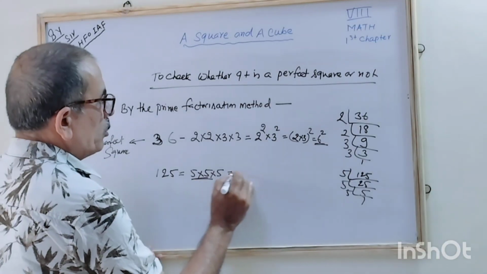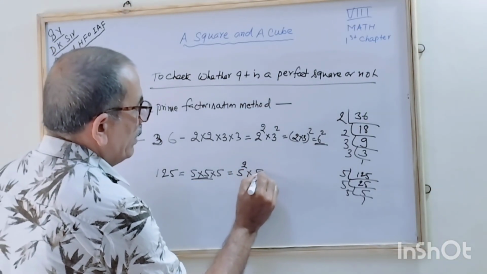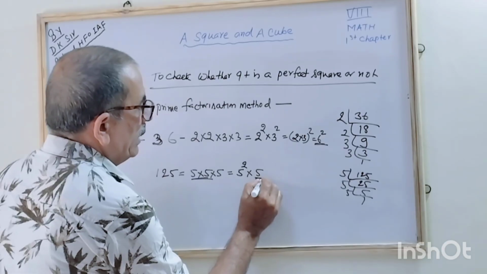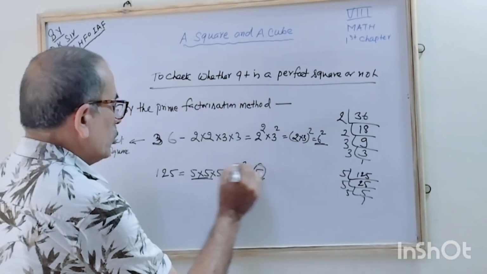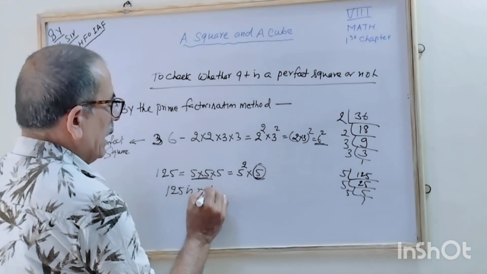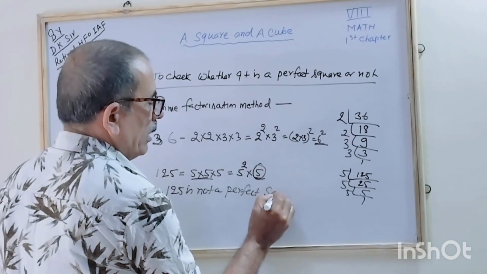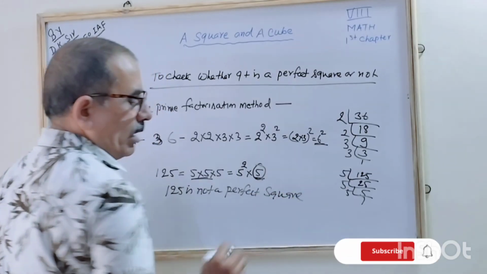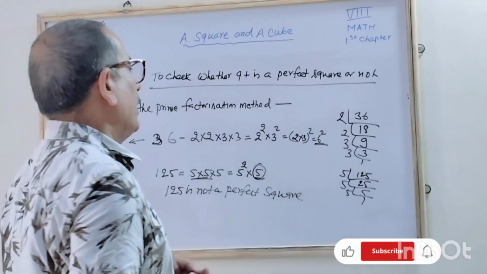We will make the square to check it. It becomes 5 square, but this 5 remains alone. It is not a square. So the 5 remains alone. So we will say 125 is not a perfect square. Understood? This is the way you can find out whether the number is a perfect square or not.